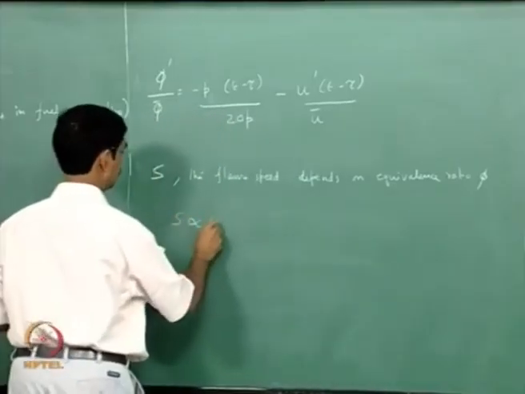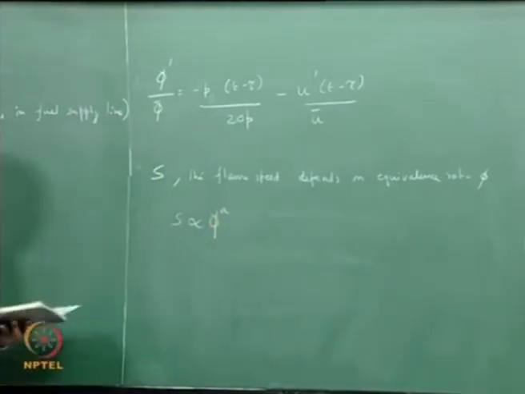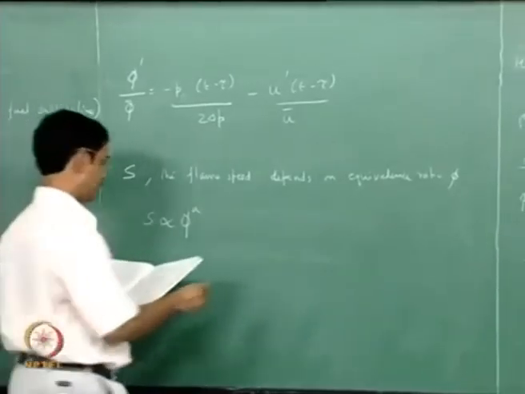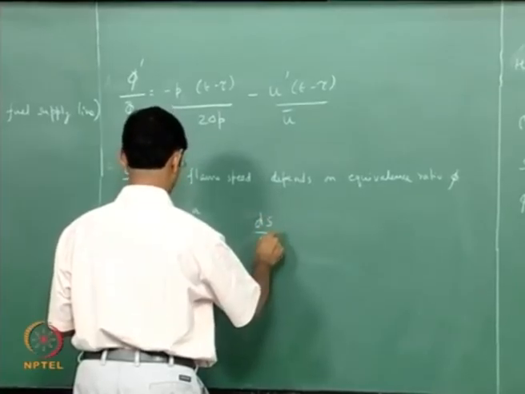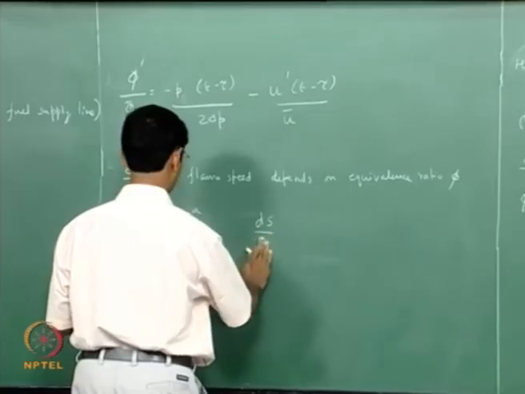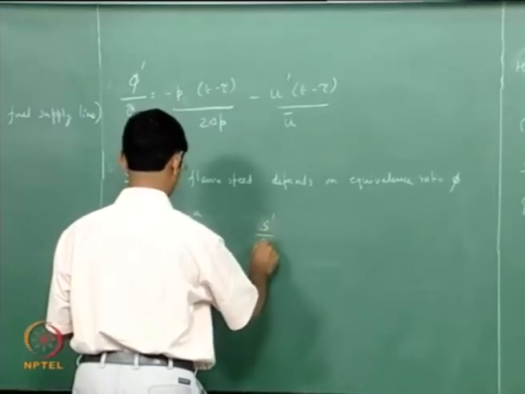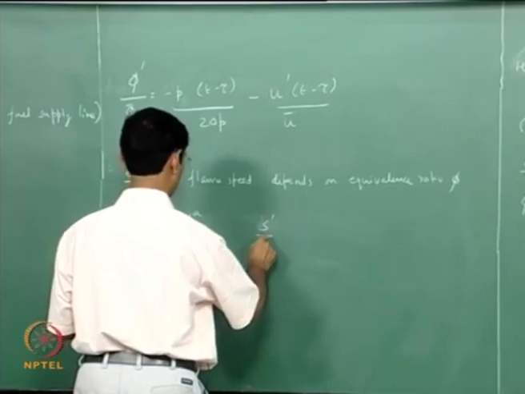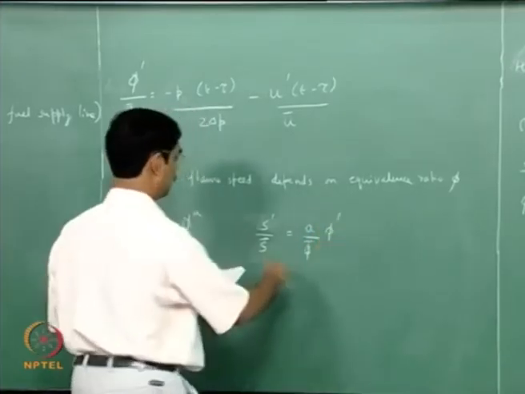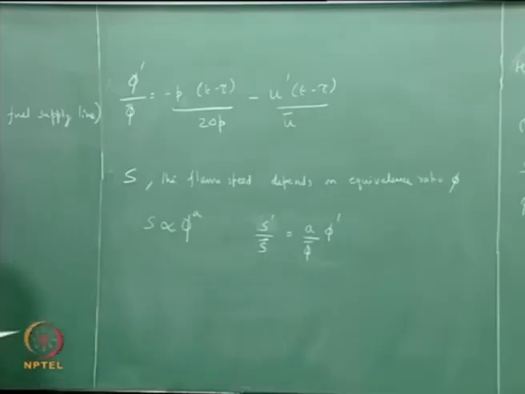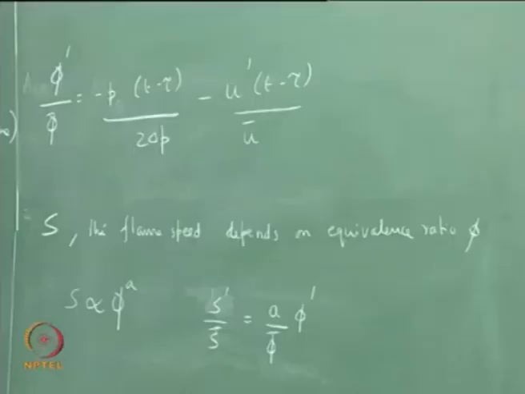I can say S is in general, there are various correlations, but some of them are of the form S is proportional to phi power a. So dS over S bar is equal to... you can do some simple differentiation and derive this, but you can try this at home. So you can take log S is a log phi, then S prime by S goes like a phi prime by phi bar, very simple.